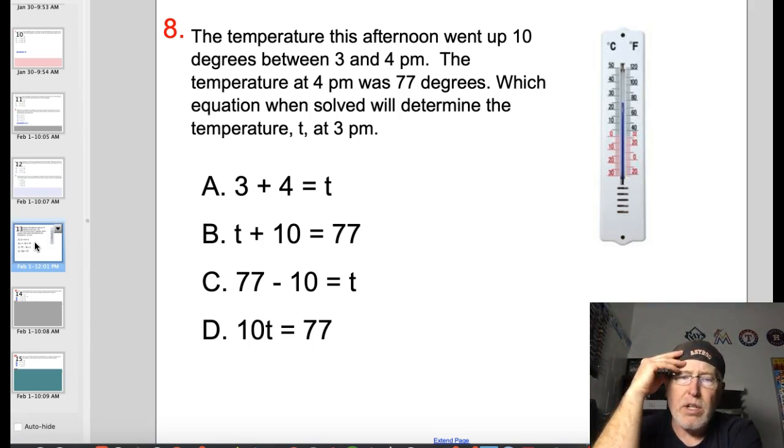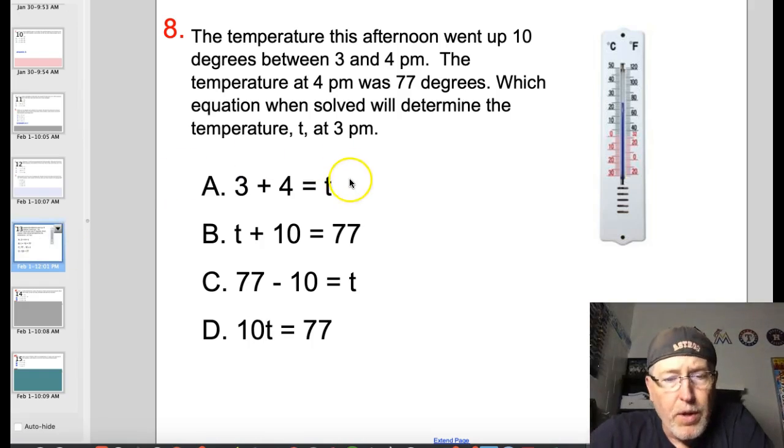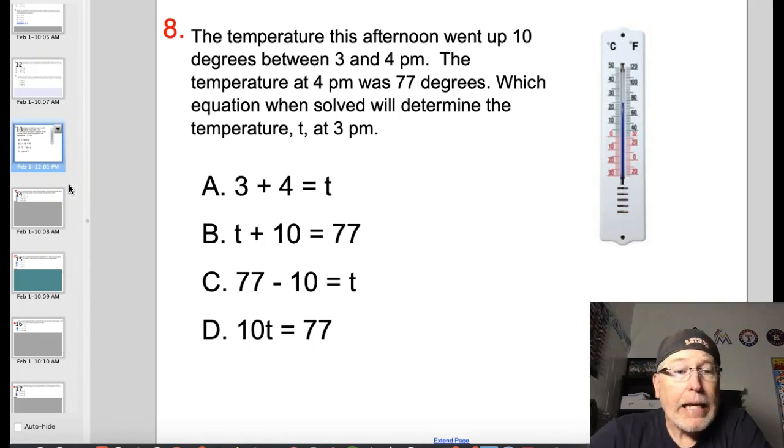So I'm thinking addition. There's two addition ones. This one's not formatted correctly, so I'm not even going to look at it. There was a temperature at 3 o'clock. It went up 10 degrees. And it was 77 degrees at 4 o'clock. There we go. Thank you. All right, let's take a look at another one.